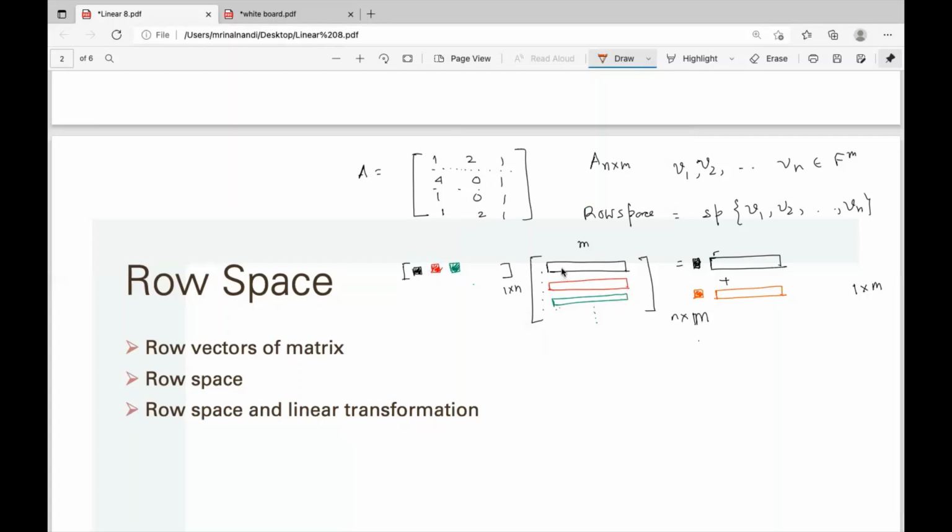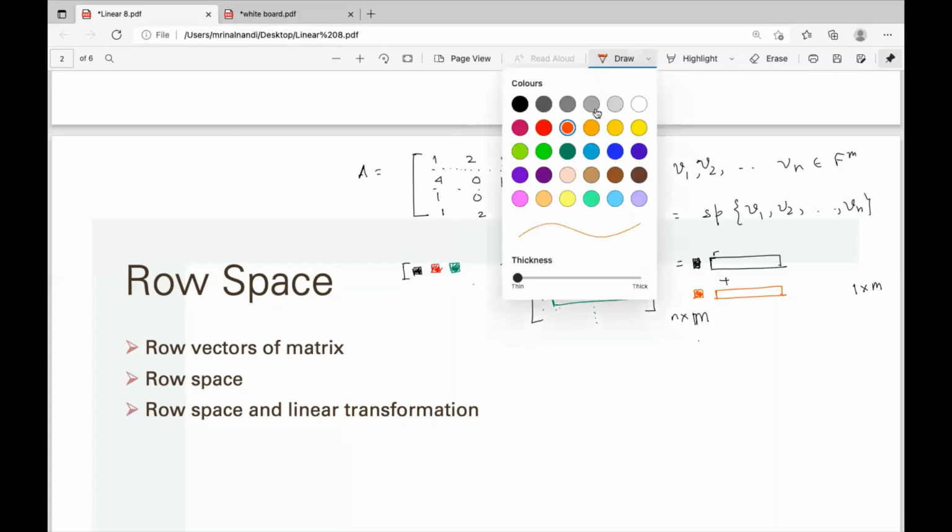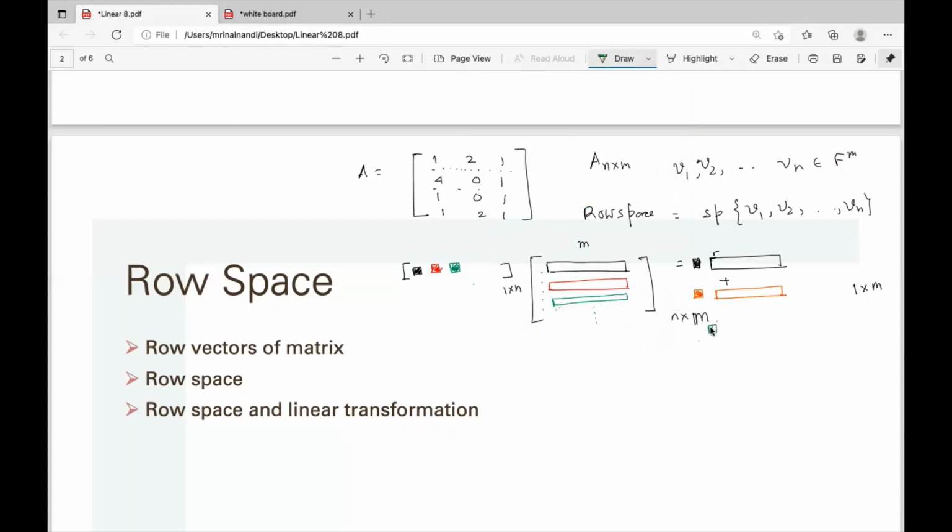So that's why matrix multiplication is this way. Here is the motivation for that. Then the third scalar with the third row. And this vector is actually represented as the matrix multiplication of this n dimensional row vector, a 1 cross n matrix, with the n cross m matrix.